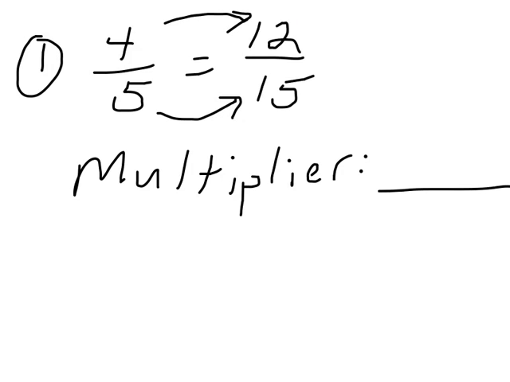So we know 5 times 3 gives us 15, and 4 times 3 gives us 12. So what's the multiplier? Well, what are we multiplying by? We're multiplying by 3. So that's our multiplier. The same thing goes for division. So on number 2, when it's asking for the divisor, you're just dividing across to get to the new numerator and the new denominator. Not too challenging. Hopefully these help you.